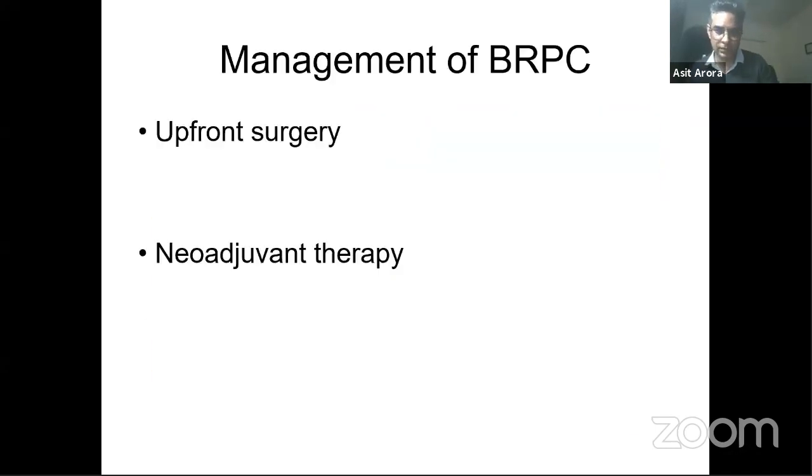Now, obviously, the main part of discussion, once we have gone through the basics, is whether to go for an upfront surgery or a neoadjuvant therapy. So next slide.